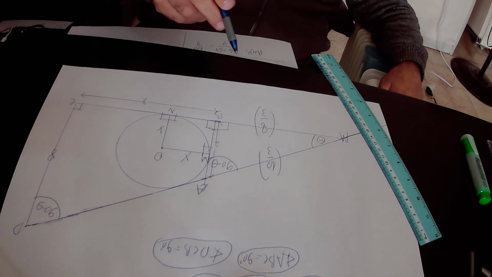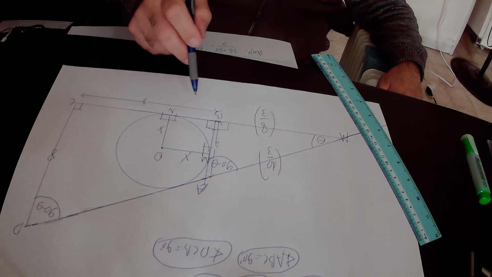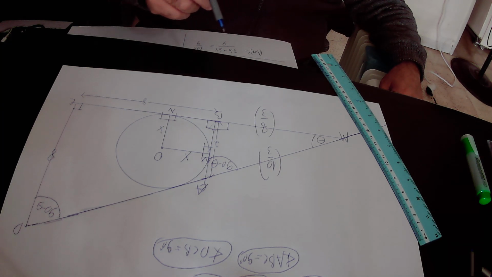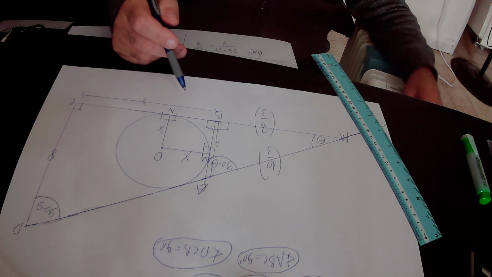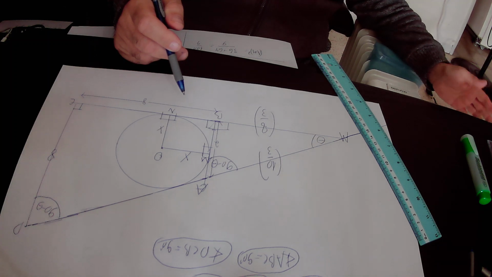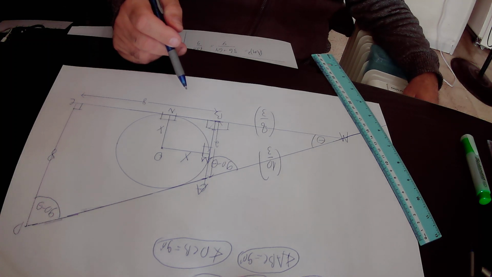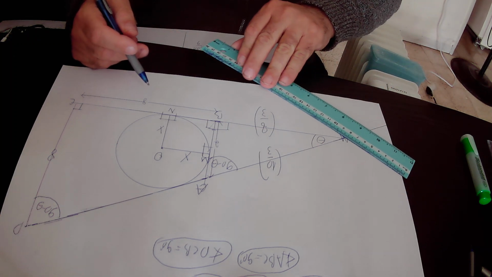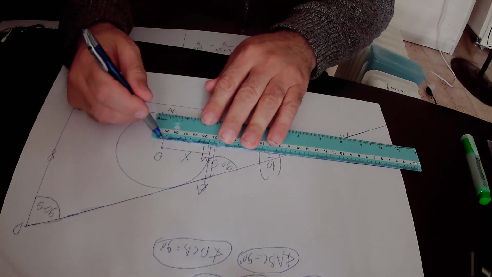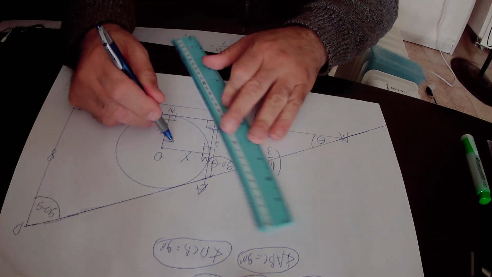So in quadrilateral MOBN, we have 1, 2, 3 right angles. The sum of 3 right angles is 90 times 3, 270 degrees, plus the missing angle. In total, they must be equal to 360 degrees according to the rule that the sum of the angles in any quadrilateral is equal to 360 degrees. So in order to complete the sum of the angles in this quadrilateral to 360 degrees, the missing angle must be equal to 90 degrees.